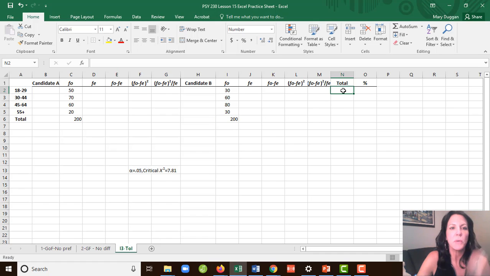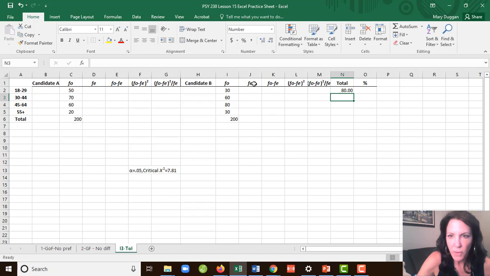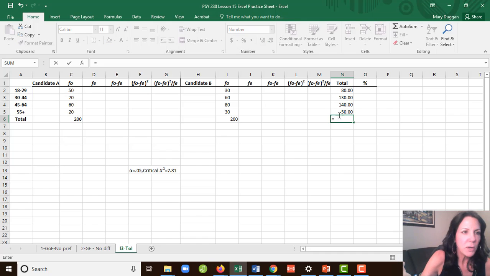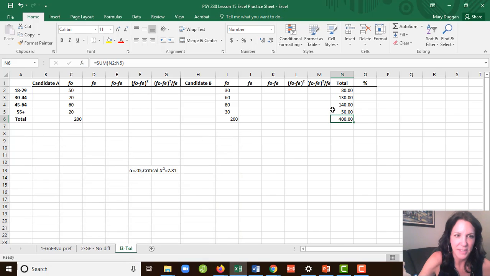The next thing I need to do is add up the rows. So I'm going to take 50 plus 30. And through Excel magic, I can just drag down and it will do the additions for all of those. Great. Now I like to check my work, so I'm going to make sure that I have 400, because that'll be the total of everybody. Yes. 200 plus 200 equals 400. This equals 400. We're all good.